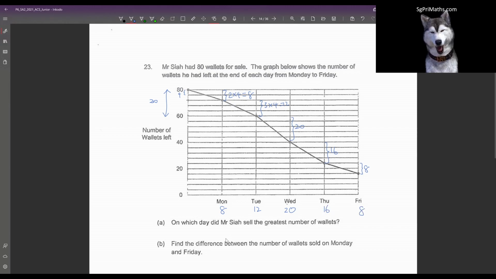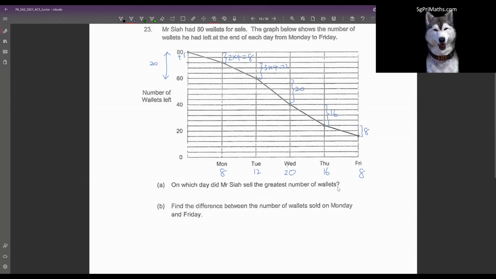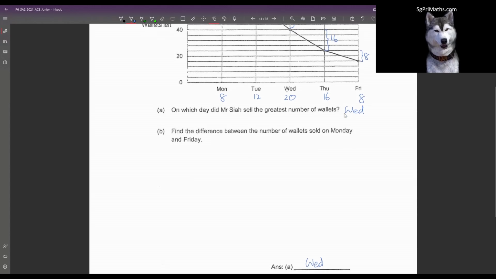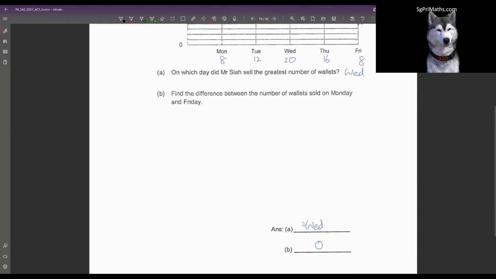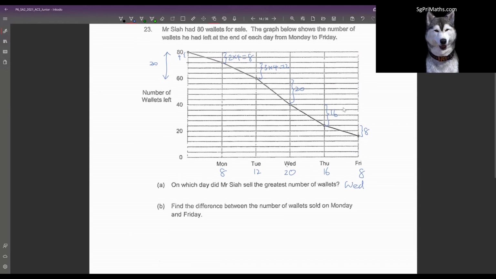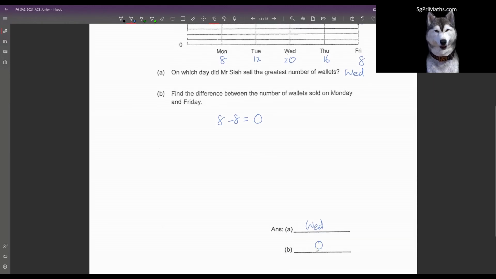On which day did Mr. Sia sell the greatest number of wallets? It will be 20 on Wednesday. So Wednesday here. Then find the difference between the number of wallets sold on Monday and Friday. Monday is 8. Friday is 8 also. So 8 minus 8 equals 0. So 0 here.